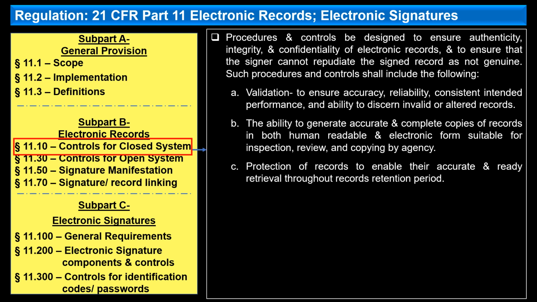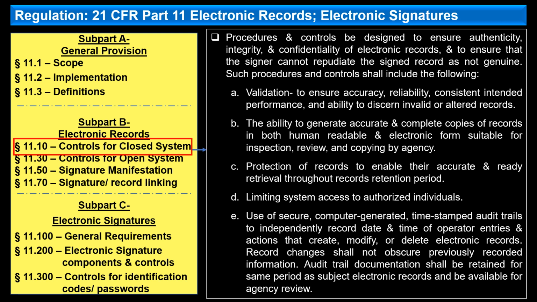Protection of records to enable their accurate and ready retrieval throughout the record retention period. Limiting the system access to authorized individuals. Use of secure, computer-generated, time-stamped audit trails to independently record the date and time of operator entries. Recorded changes shall not obscure the previously recorded information, and audit trail documentation should be retained for the same period of time as that of the electronic record.